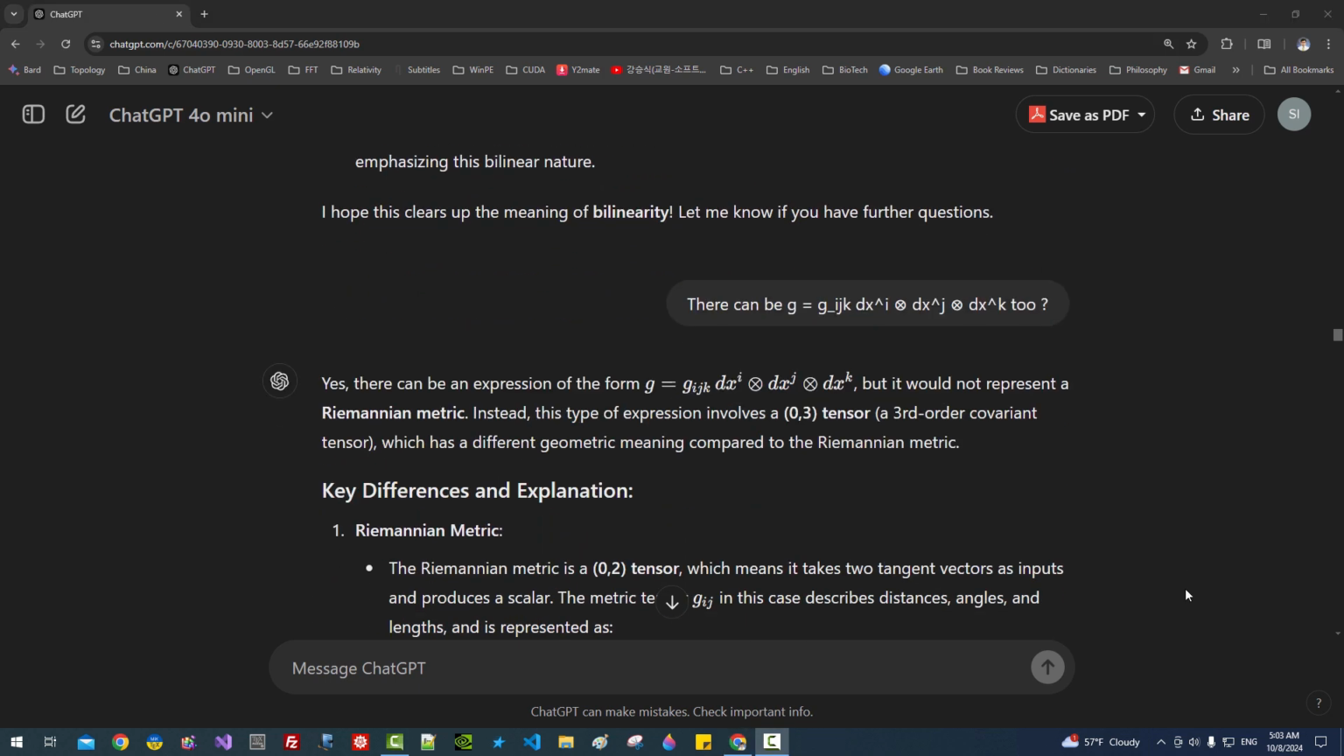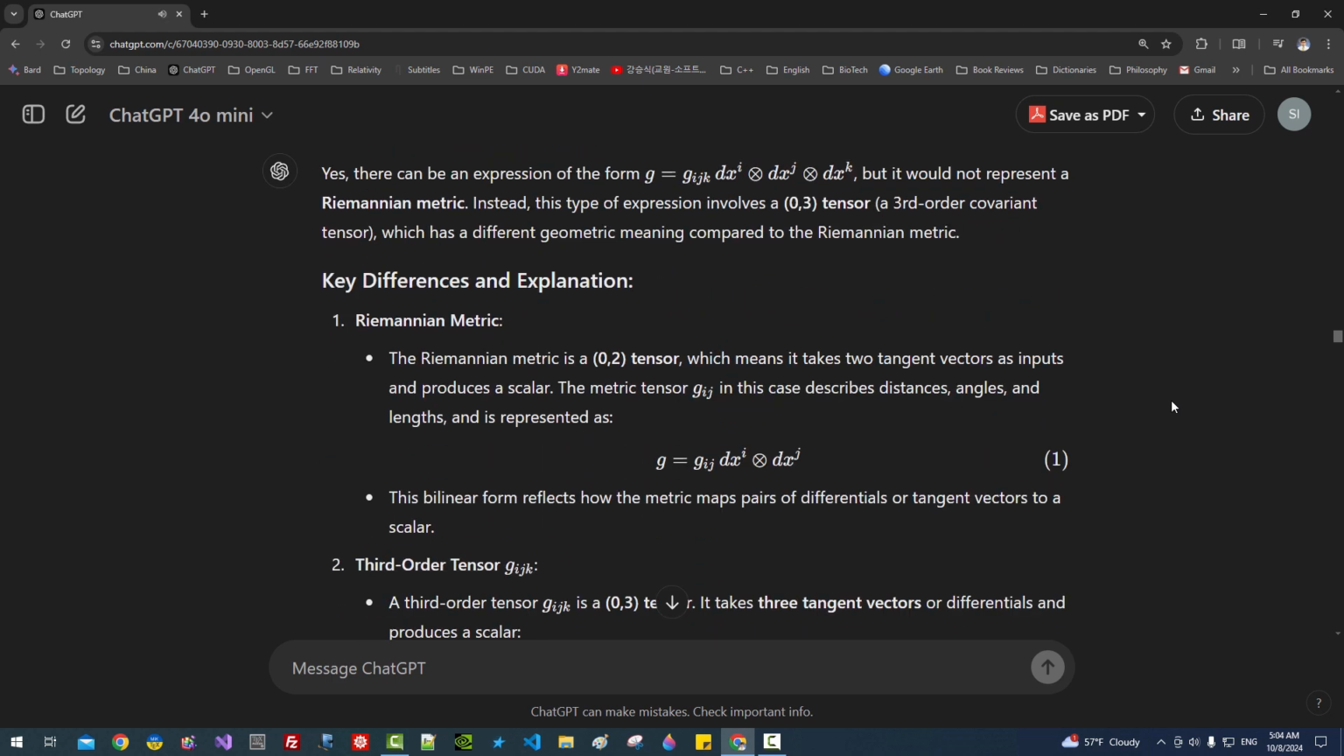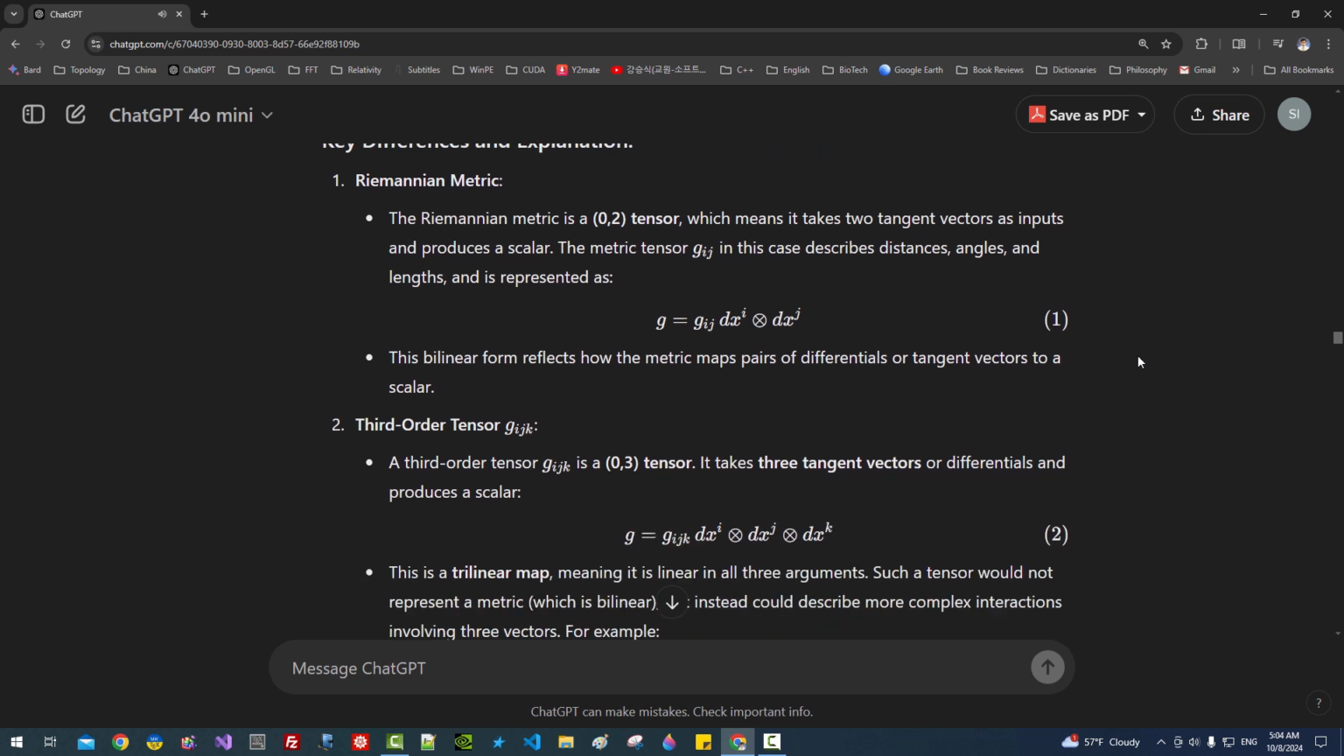Can there be G = g_ijk dx^i ⊗ dx^j ⊗ dx^k too? Yes, there can be an expression of the form G = g_ijk dx^i ⊗ dx^j ⊗ dx^k, but it would not represent a Riemannian metric. Instead, this type of expression involves a 0-3 tensor, a third-order covariant tensor, which has a different geometric meaning compared to the Riemannian metric. Key differences and explanation.